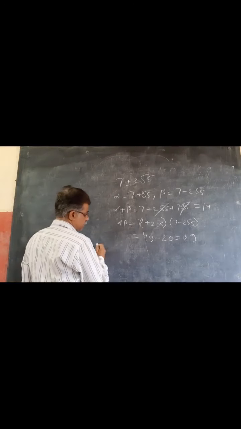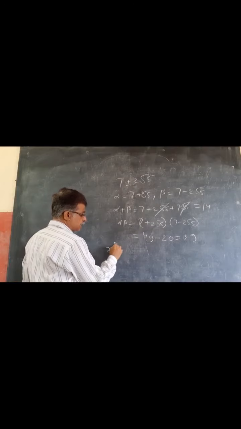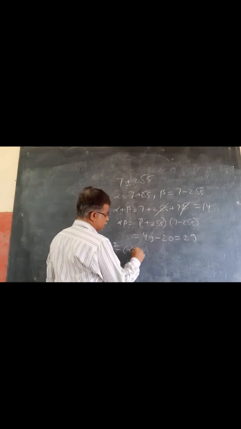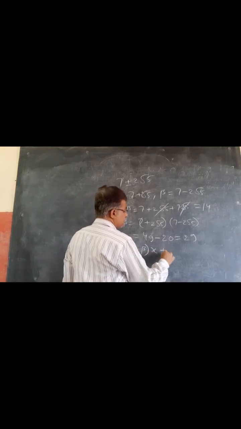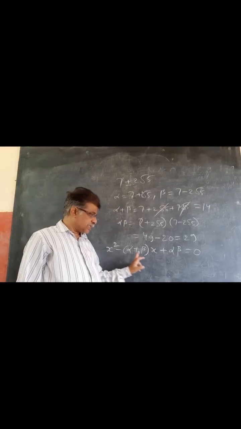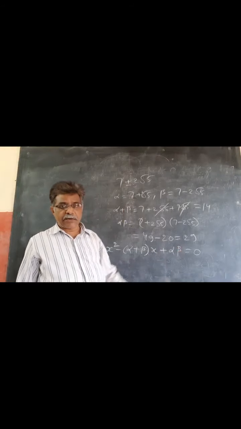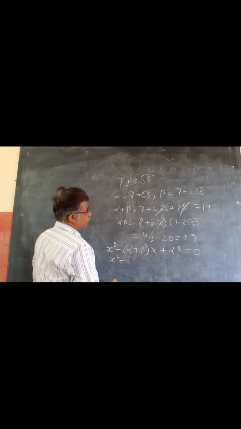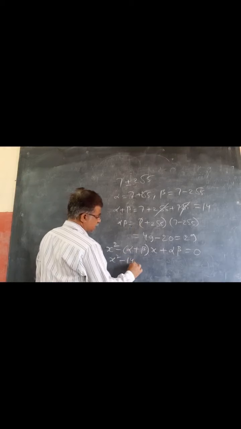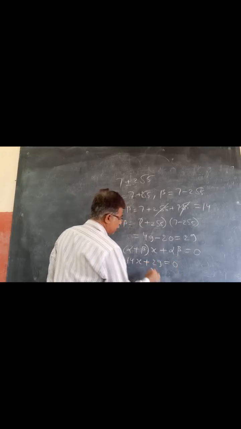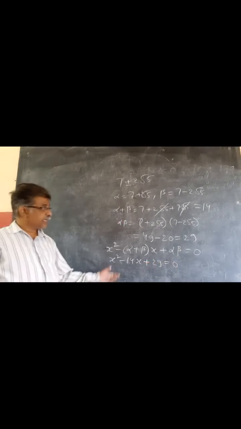Now, the quadratic equation whose roots are alpha beta is x square minus of alpha plus beta into x plus alpha beta equal to 0. This one we discussed yesterday. So x square minus alpha plus beta, which is 14, so minus 14x plus 29 equal to 0. Like this we can form the equation.